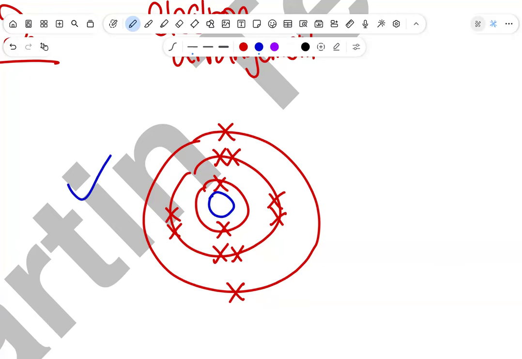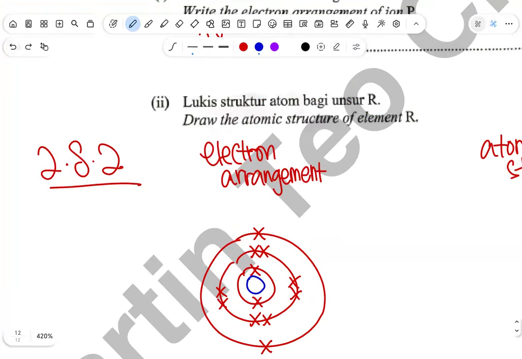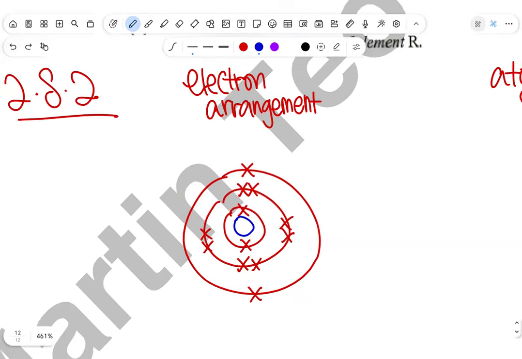So this is our electron arrangement. Should you put the R inside? Optional. You put it or don't put it, both are fine. You put no extra mark, you don't put, they won't penalize you. So this is for electron arrangement.